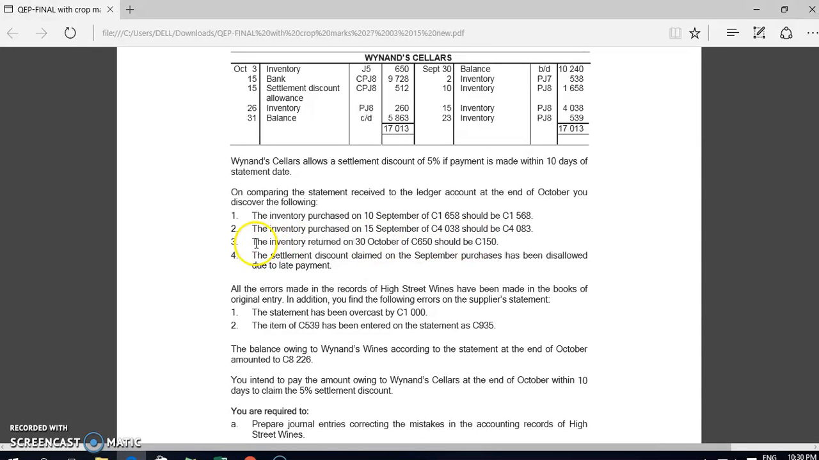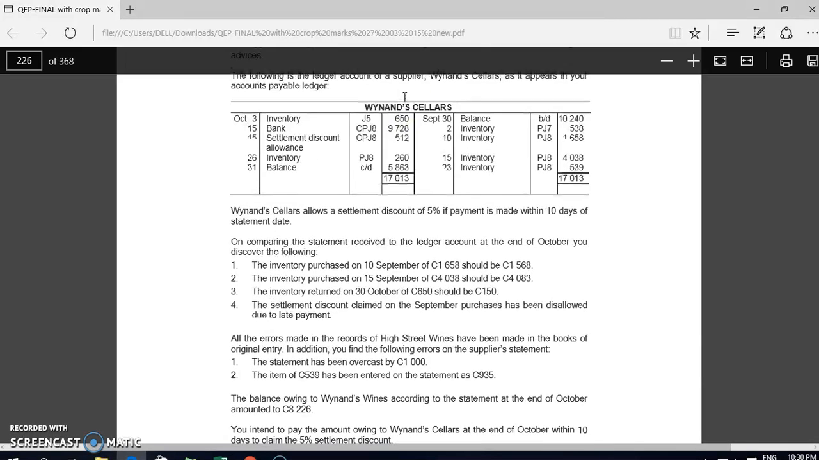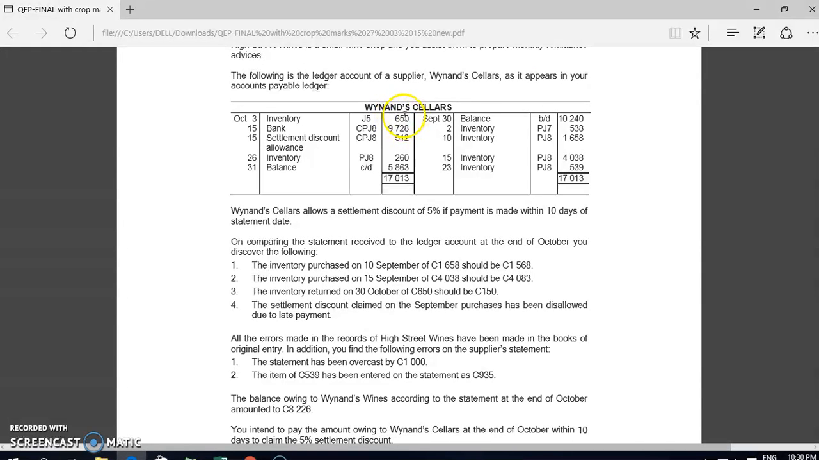Then it says number 3, the inventory returned on the 30th of October of 650 should be 150. So here at the top, the inventory that we returned of 650 should have been 150. So we recorded too much on the debit side. We decreased the account by too much. So we're going to have to add the difference, which is 500.